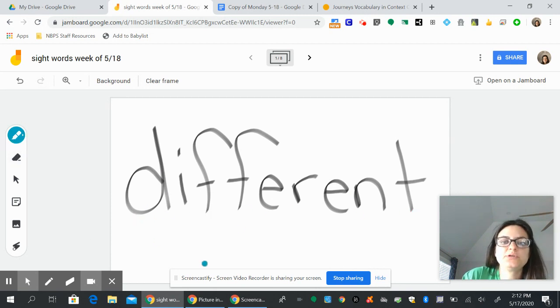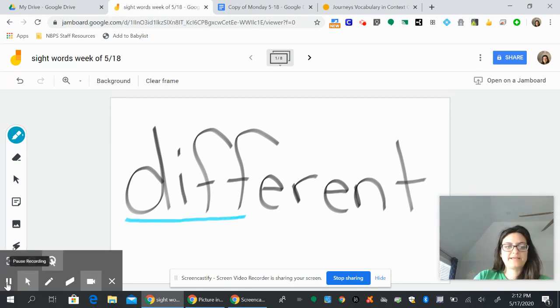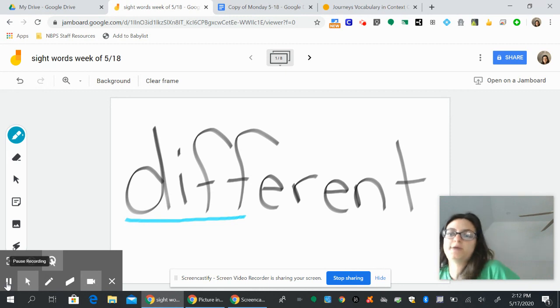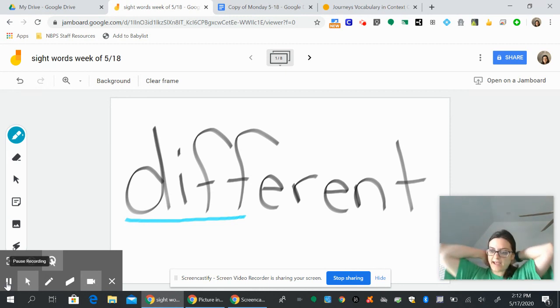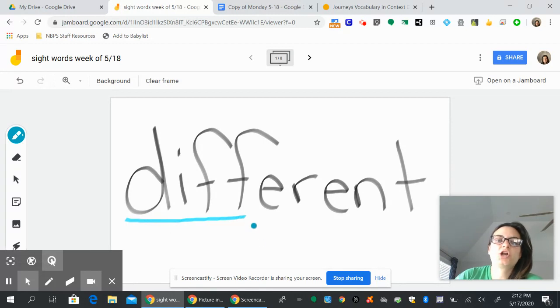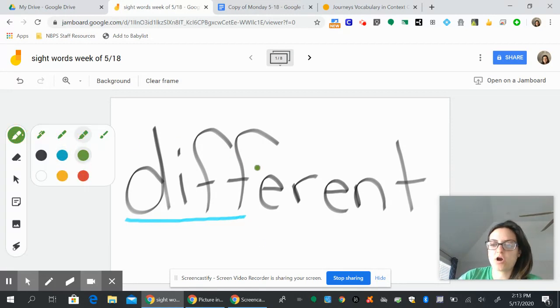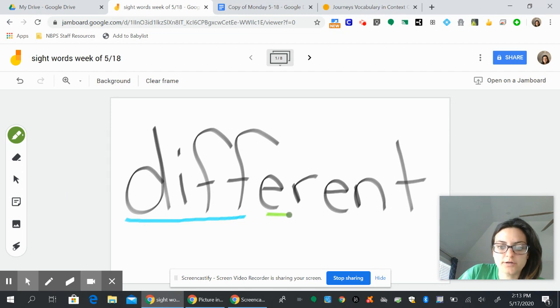Different. So this word, it's very long, but I see words in here that I know. The first word that I see that I know is if. And I kind of hear it when they say the word different. So the first part is diff, except that has two F's. So you have to remember that that's two F's in different. And now we know Bossy R says ER. And then the end is ent. Different.